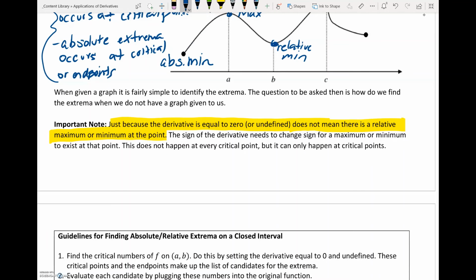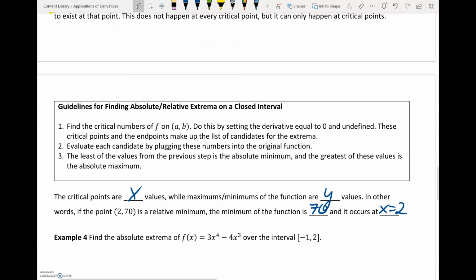Just because the derivative is equal to 0 or undefined, it doesn't mean there is a max or min there. Okay? So take note of that. Just because there is a critical point, it doesn't mean that there is a max or a min. We need to check, and we're going to use these guidelines to check.